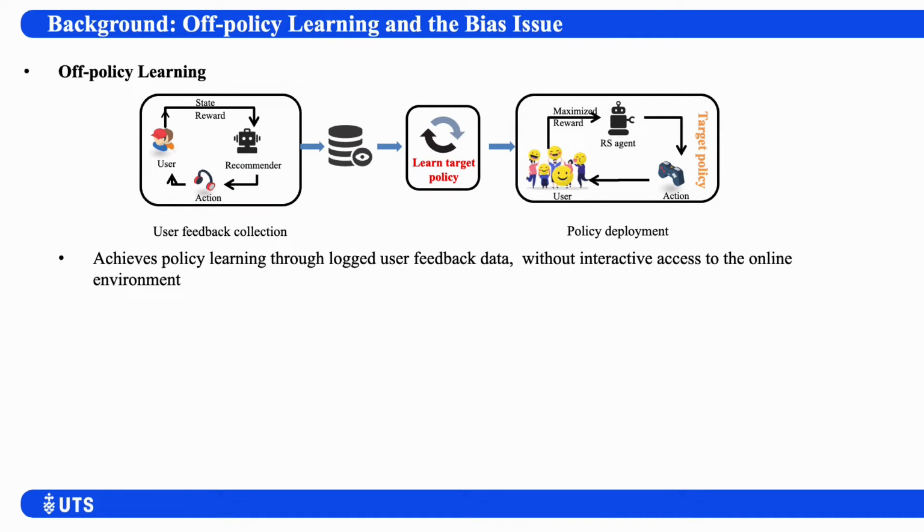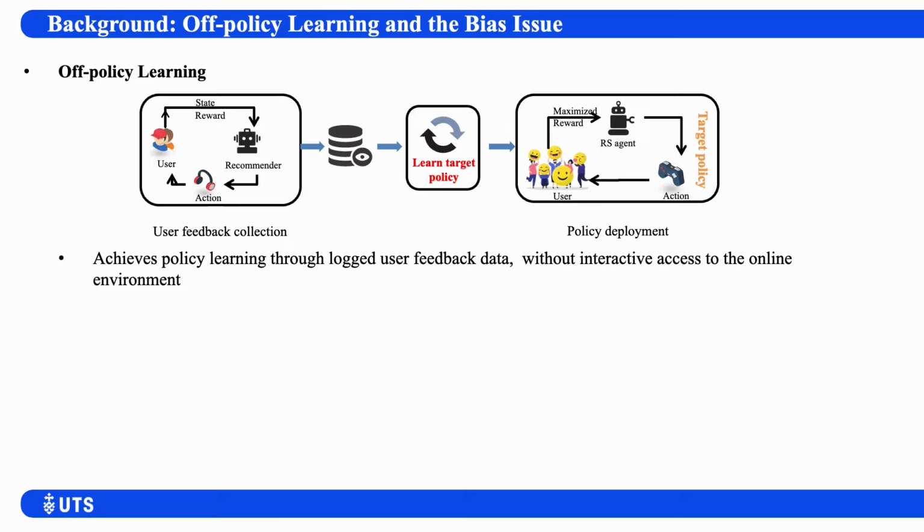On the contrary, off-policy learning can take the historical user feedback collected by the previous recommendation system and also achieve dynamic recommendation policy learning. Given this picture to illustrate the off-policy learning procedure, off-policy learning takes the user feedback collected during the first loop as the input for learning the target policy. The learned target policy is then deployed online to maximize the long-term user satisfaction. So off-policy learning, compared with the conventional reinforcement learning-based method, can achieve policy learning through logged user feedback data without interactive access to the online environment.